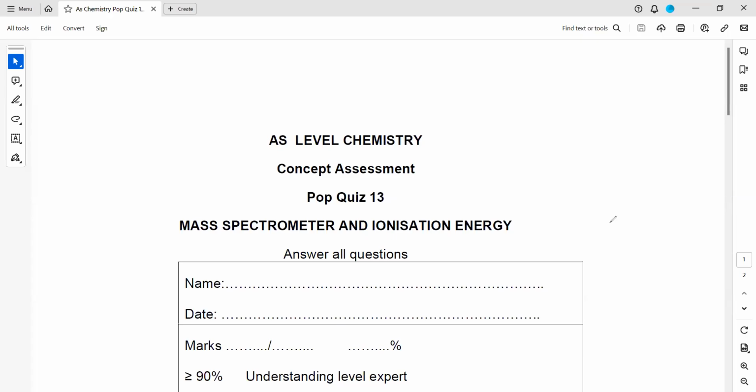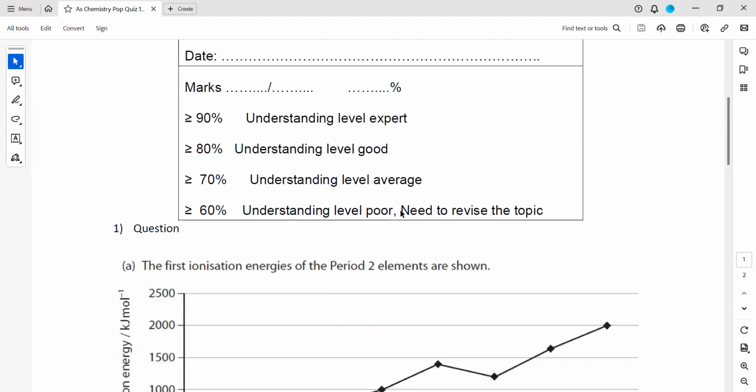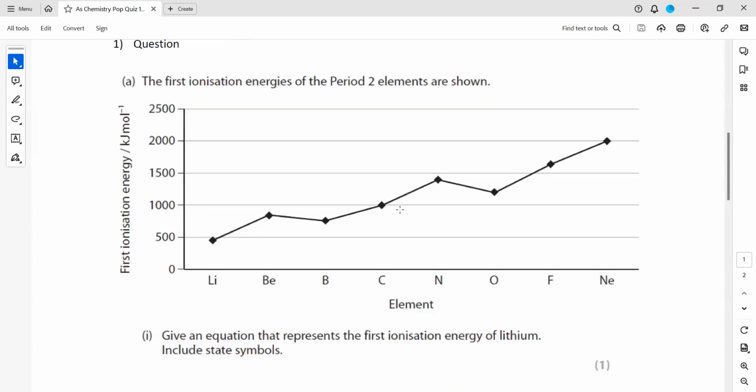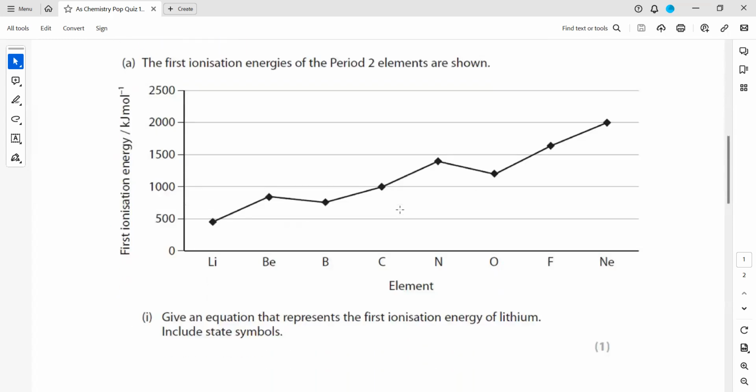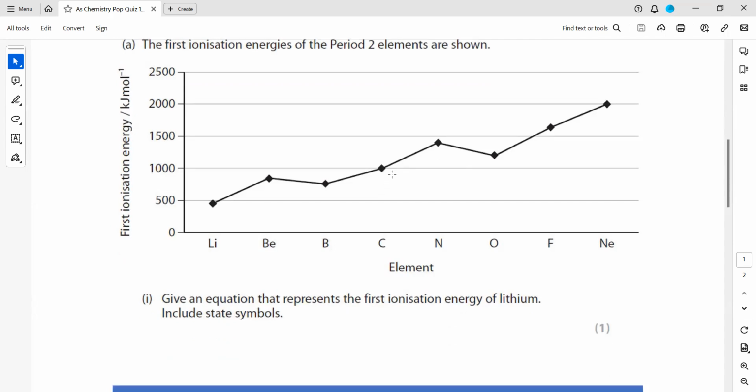So this one is pop quiz 13, related to mass spectrometer and the ionization energy. As you can see, the first ionization energy of the period two elements are shown here: lithium, beryllium, boron, carbon, nitrogen, oxygen, fluorine, and neon. Give an equation that represents the first ionization energy of lithium, including a state symbol.